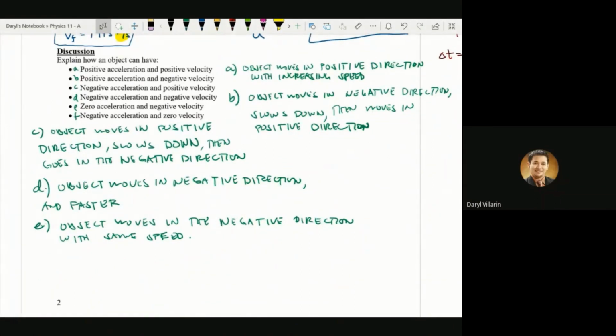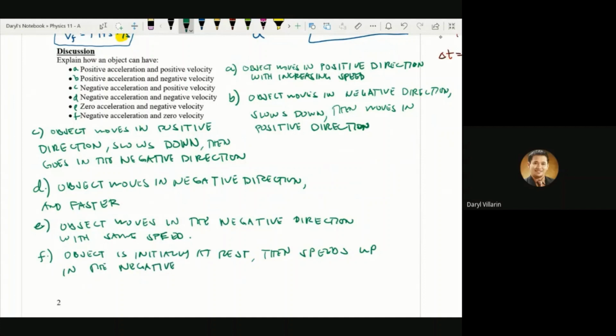Okay. And letter F, negative acceleration and zero velocity. So it just tells you that the object is initially at rest, then speeds up in the negative direction.